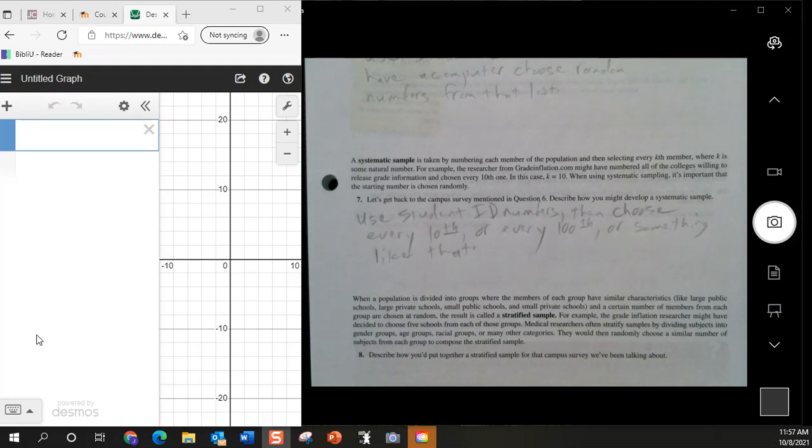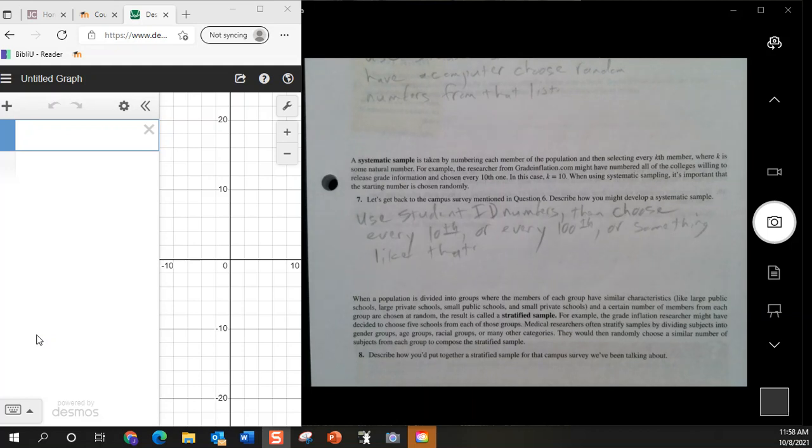Now, when a population is divided into groups where the members of each group have similar characteristics, like large public schools, large private schools, small public schools, and small private schools, and a certain number of members from each group are chosen at random, the result is called a stratified sample. For example, the grade inflation researcher might have decided to choose 5 schools from each of those groups. Medical researchers often stratify samples by dividing subjects into gender groups, age groups, racial groups, or many other categories. They would then randomly choose a similar number of subjects from each group to compose the stratified sample.